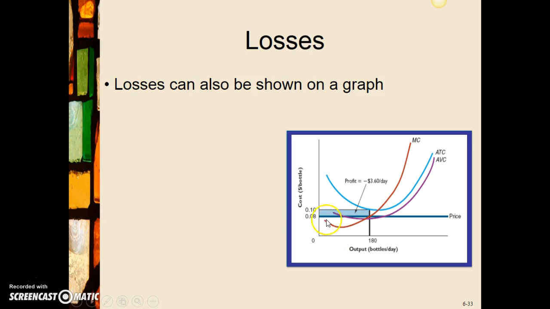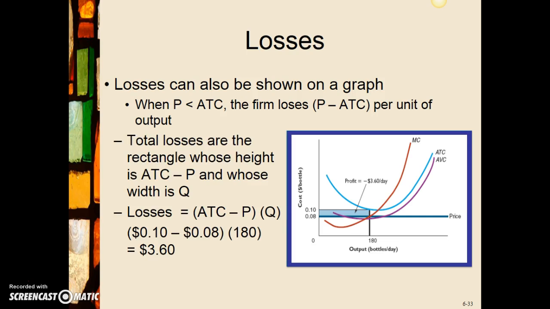Now, see what happened here is the price went lower. And so at this price, they're going to maximize profits where price crosses marginal cost. That's here. But at this level, their average total cost is higher than their price. And so price minus average total cost is going to be a negative number, which means their profit is going to be negative. So now, negative 2 cents times 180 is going to give us negative $3.60 a day in profit.